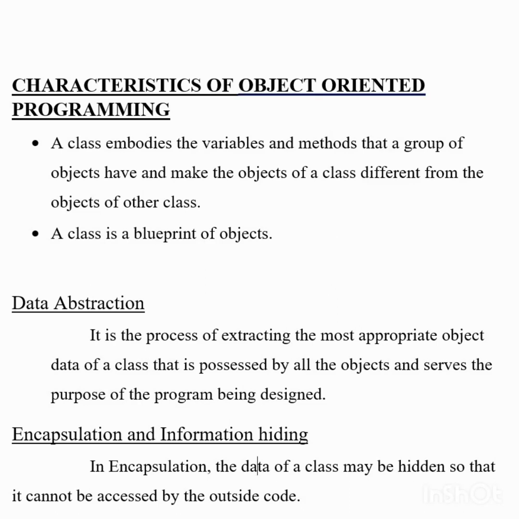Hi friends, in this video we are going to see the characteristics of object-oriented programming. Object-oriented programming provides a modular structure for programs. This feature makes management easier when the size of the program increases. Further, it also provides abstract data types where the implementation details can be kept hidden.